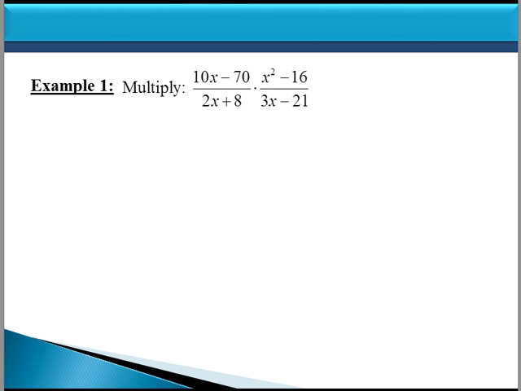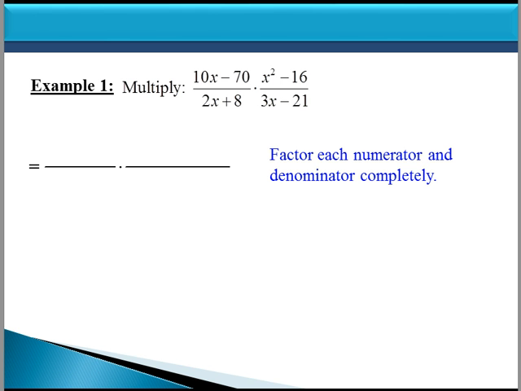So if you look at the numerator of our first rational expression, and you want to factor that, the first thing you should be thinking is, does it have a common factor? And the answer is yes. We have a common factor of 10 that we can factor out. So when we factor out that 10, the remaining factor will be x minus 7.